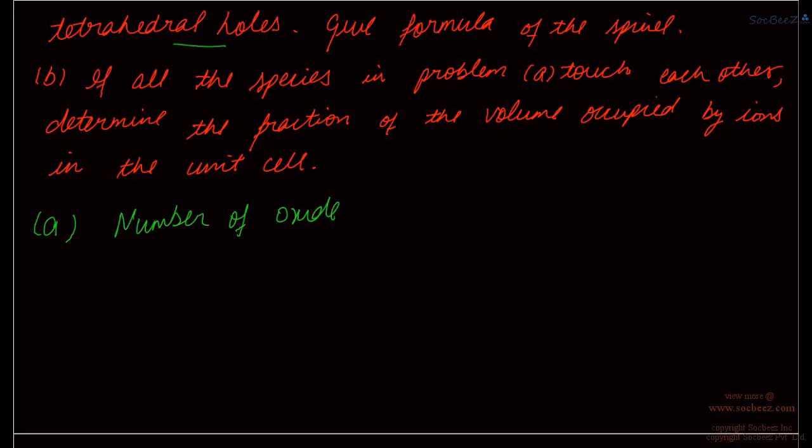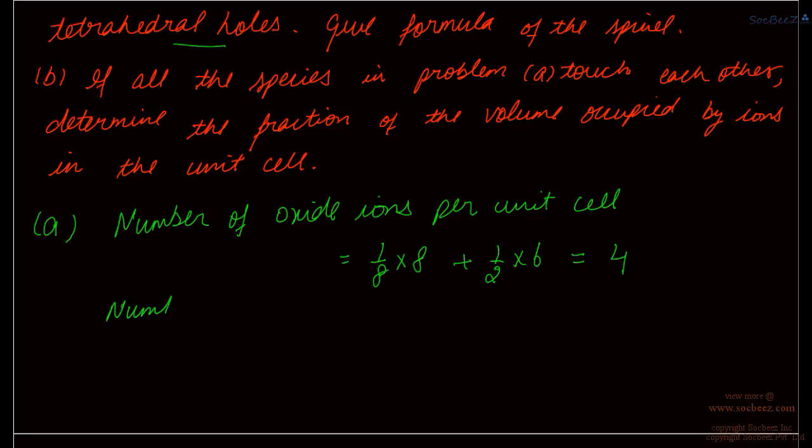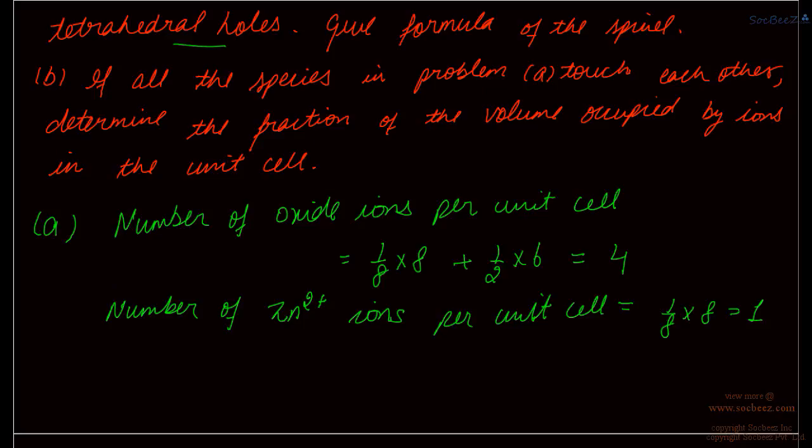And hence, number of oxide ions per unit cell equals 1/8 into 8 from corner atoms plus half into 6 from face-centered atoms. So therefore, the number of oxide ions becomes 4. Now, since tetrahedral voids are occupied by Zn2+ ions, the number of Zn2+ ions per unit cell equals 1/8 into 8. So this value comes out to be 1, because it is given that 1/8 of tetrahedral holes are occupied by zinc.